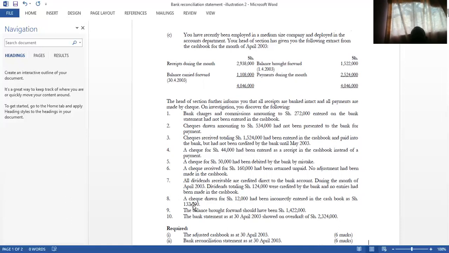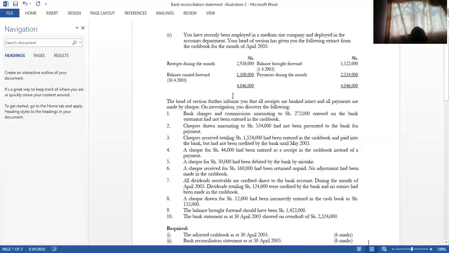The balance brought forward should have been 1,422,000. This balance brought forward here, instead of writing 1,422,000, we wrote 1,522,000. So we had overpaid, or we had over carried forward this figure by 100,000.